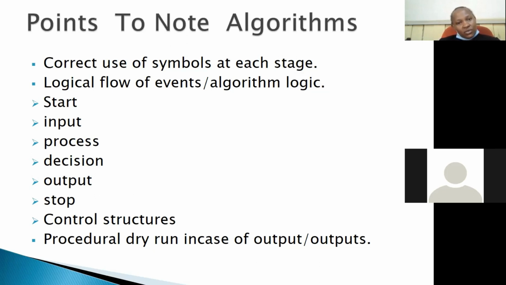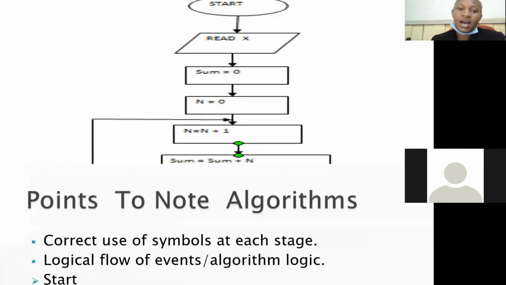Then points to note again is the procedural dry run in case of output. I've said output because in one case you have one output, and in another case you can have several outputs that are maybe within the loop or outside the loop. For example, you can be able to output sum that can be outside the loop. You can also be told to output average and other variables that may require outputs. Again, if it's a number that's accumulating and you're supposed to output it within the loop, then the candidate there will show several outputs.